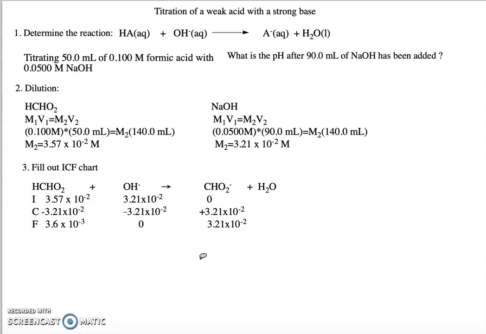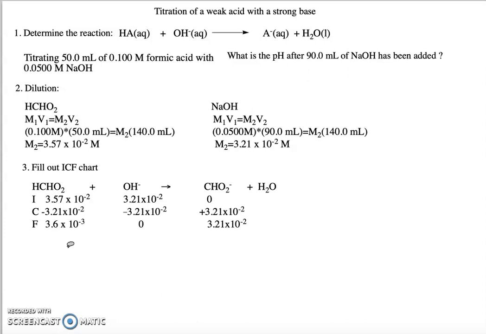Now we need to calculate the pH. We want to be careful. Some people will look at this and say, oh, I have some of my formic acid, I can just plug into the definition of my pH. pH equals the negative log of H plus, and they'll put 3.6 times 10 to the negative third in there. You can't do that. It has to be H plus to use that equation.